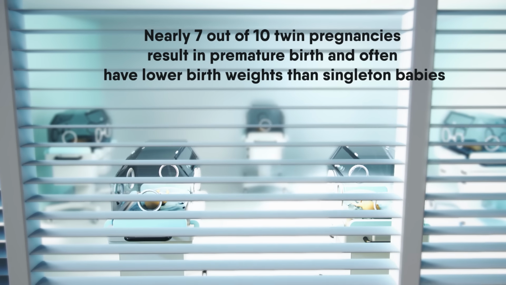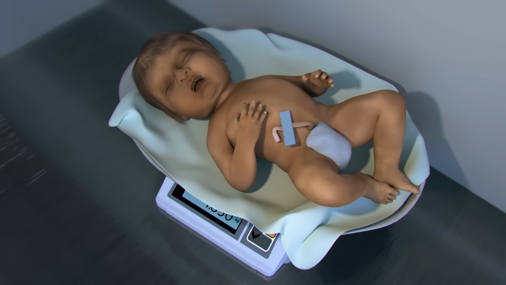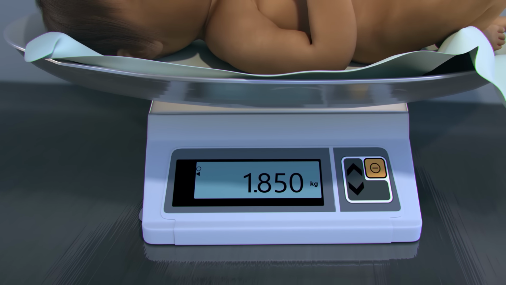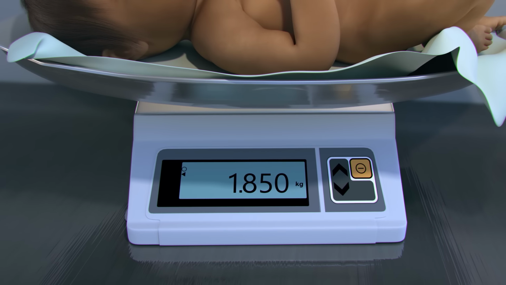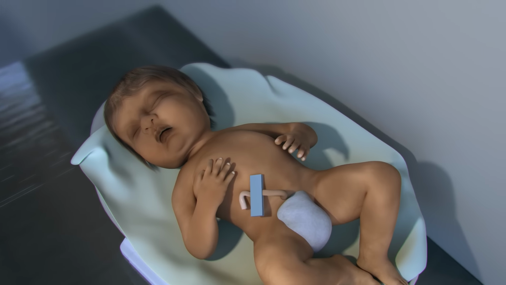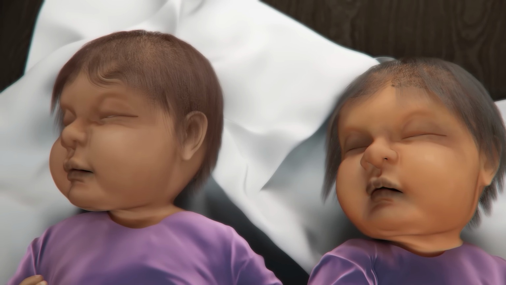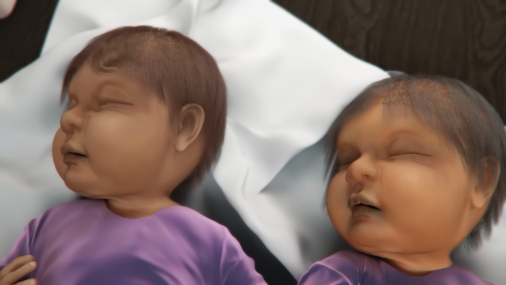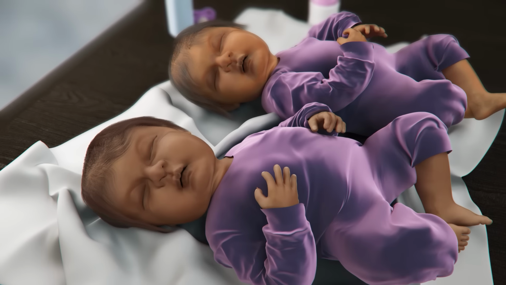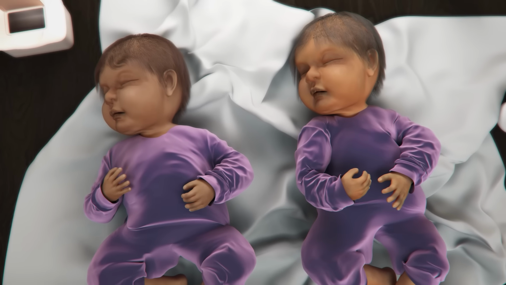Nearly 7 out of 10 twin pregnancies result in premature birth and often have lower birth weights than singleton babies. Many weigh less than 2.5 kilograms at birth, which is less than the average birth weight of single infants, 3.4 kilograms. However, with proper medical care and monitoring, most twins grow and develop just as well as their singleton counterparts, catch up in growth, and reach critical developmental milestones, especially with the proper support in those crucial early months.